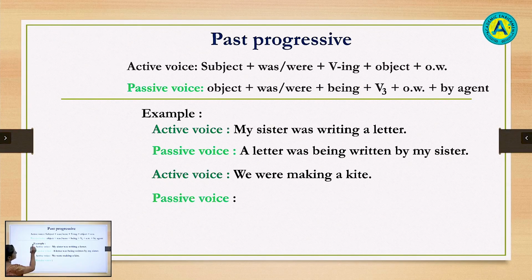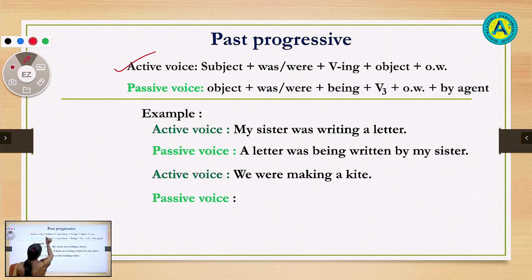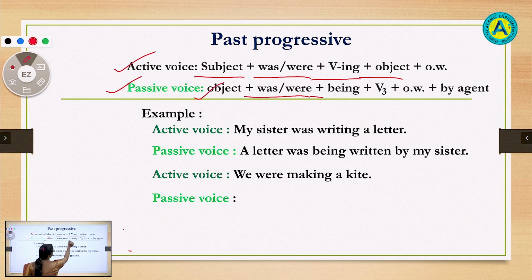Then past progressive. Let's discuss what are the structures of active voice and passive voice in past progressive form. Yes, students, in active voice, subject followed by was/were, then verb-ing, then object followed by other words. What is the structure of passive voice in past progressive form? Yes, students, object followed by was/were followed by being, then verb 3, then other words followed by agent. Let's discuss some examples in past progressive forms.